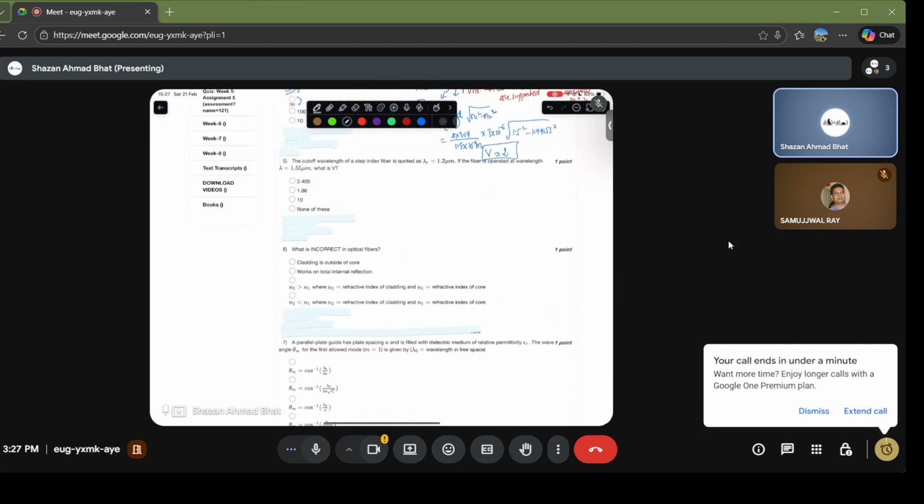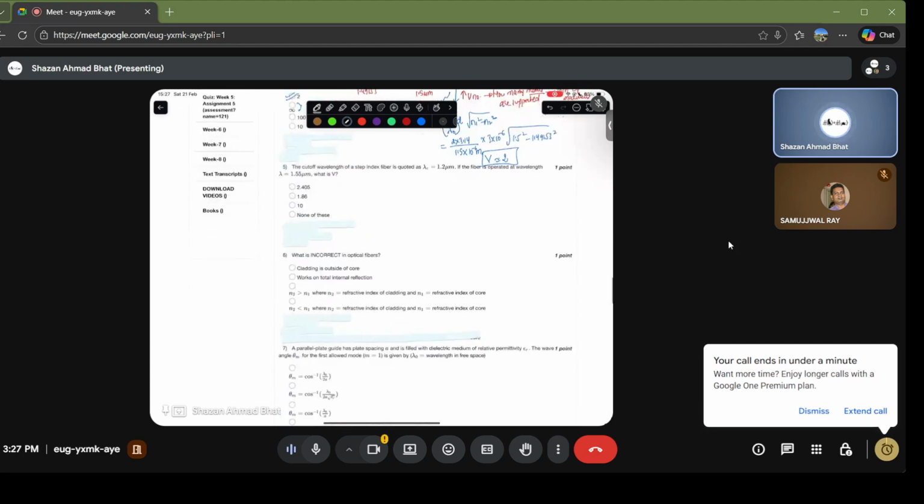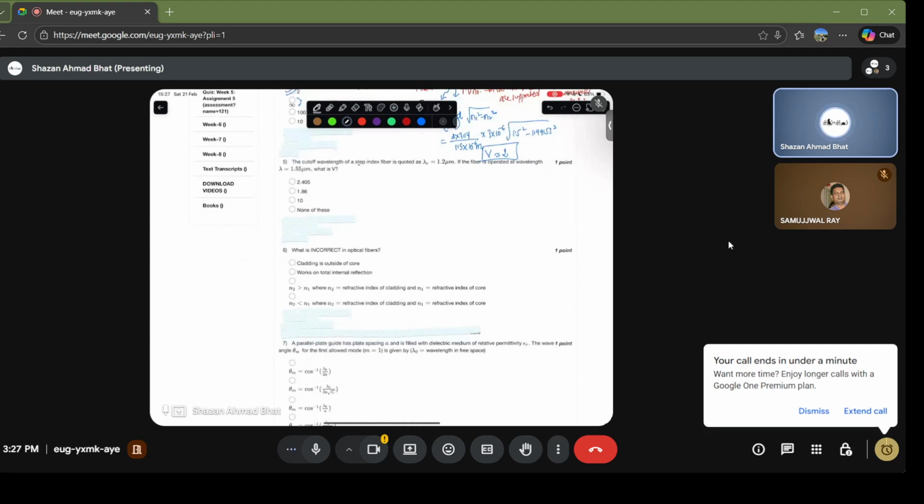Now, question 4 we did, so this is question 6. The cutoff wavelength of a step index fiber is quoted as 1.2 micrometers. If the fiber is operated at a wavelength of this, what is the V number? Again, we need to find the V number. It's for a step index fiber which has a refractive index profile something like this. That means this is n1, this is n2, this is n1, as a function of x.